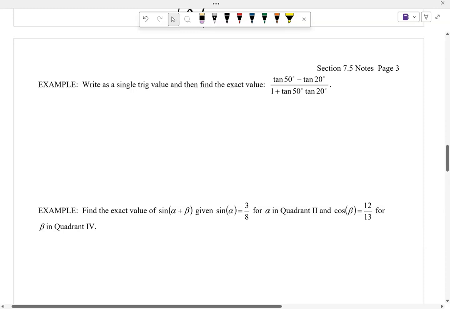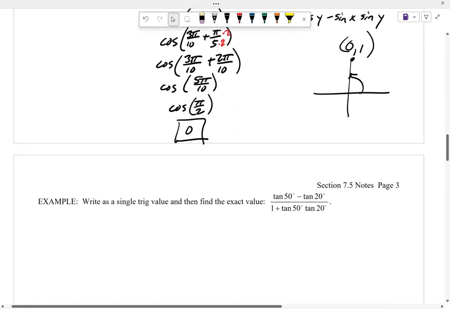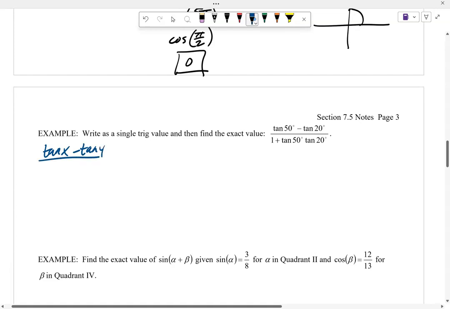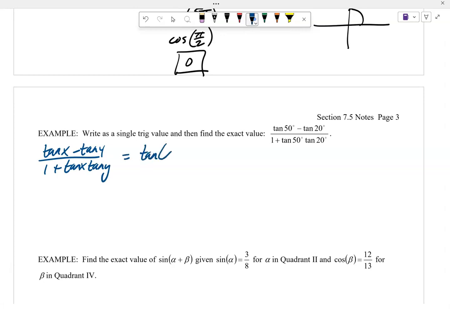All right, good time to pause this video on this one, tangent, and try this one as a u-try problem. So here we got tangent x minus tangent y over 1 plus tangent x tangent y. So I look again at my formula sheet and I'm like, oh, that's tangent of x minus y.